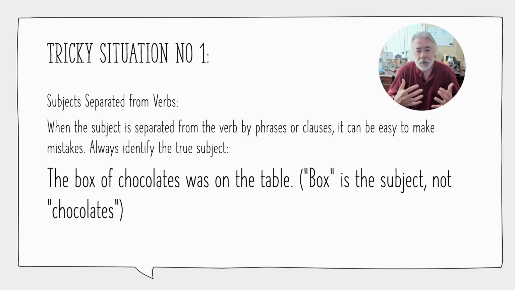So, the box of chocolates was on the table. We want to say the box of chocolates were on the table because we want "were" to refer to chocolates, but that's not the subject. Chocolates is a noun in this sentence, but the subject of the sentence is box. And so what the verb needs to connect to here is the box, which is singular. Therefore, the box of chocolates was on the table, not the box of chocolates were on the table. Again, almost everybody gets this wrong. Stay around for the secret.